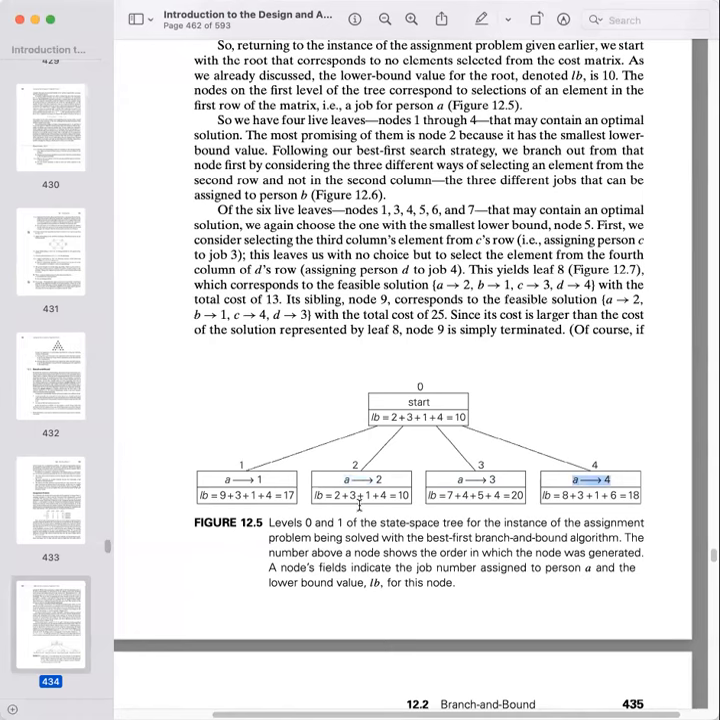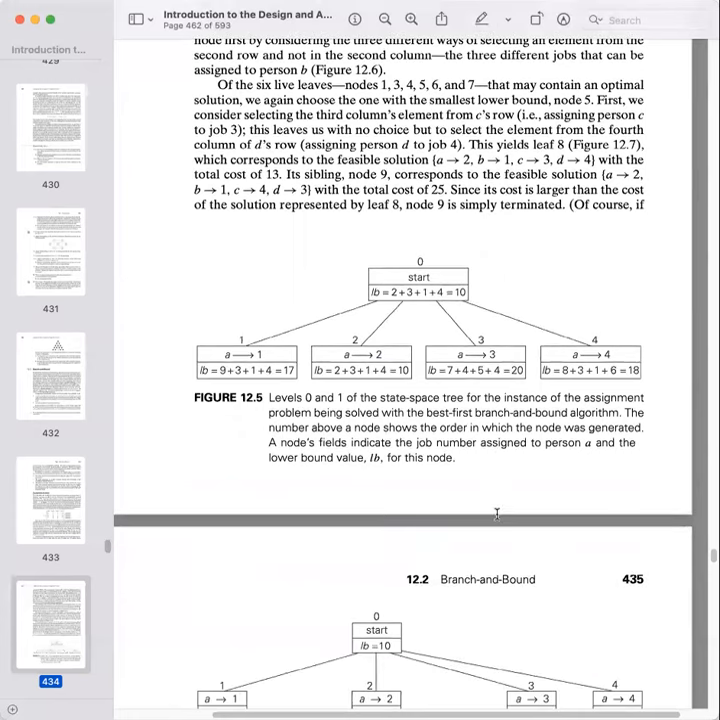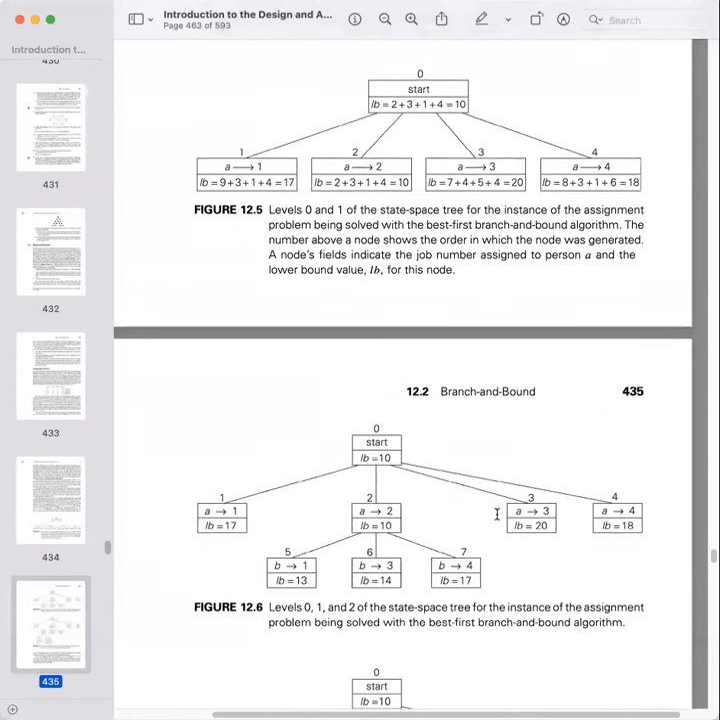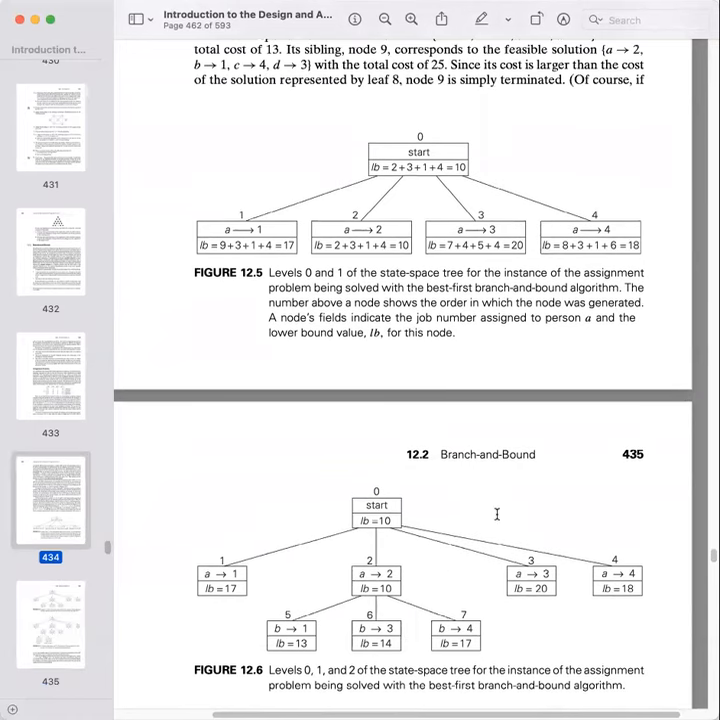And from this, you can see that person A taking job 4 here, no, sorry, person A taking job 3 is the one that has the best bound. Oh, sorry, this is a minimization problem. I went the other way. It's not the knapsack. Yeah, this one they're going to take job 2. We're trying to minimize the cost.